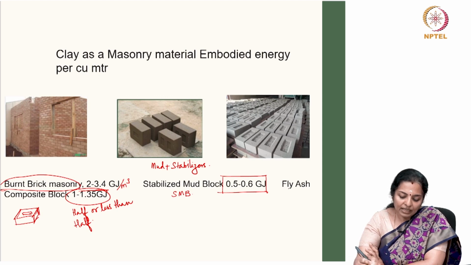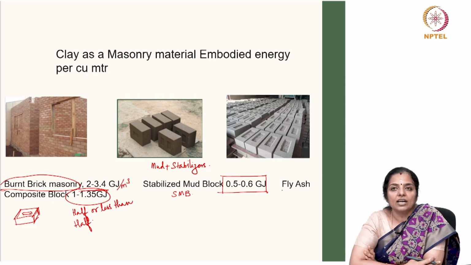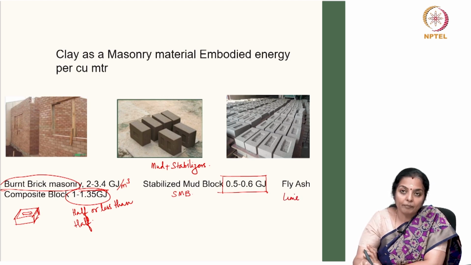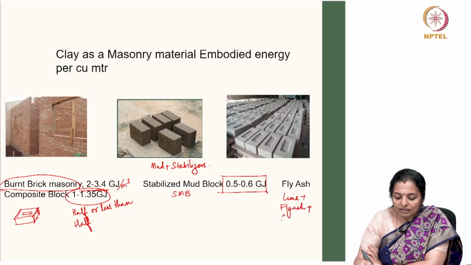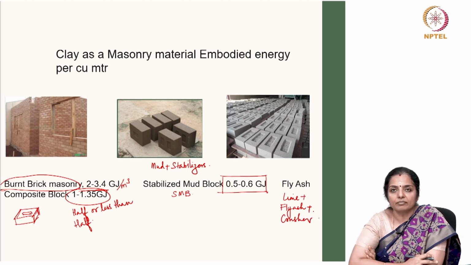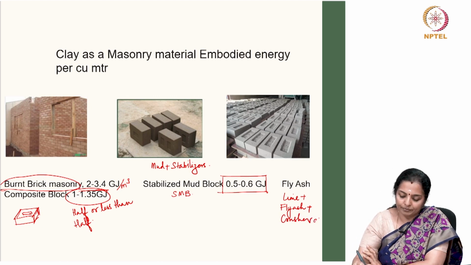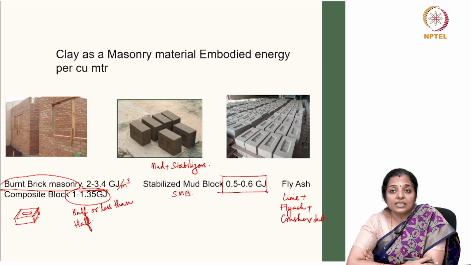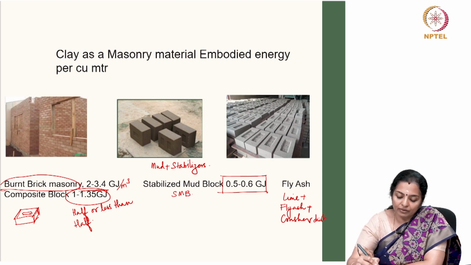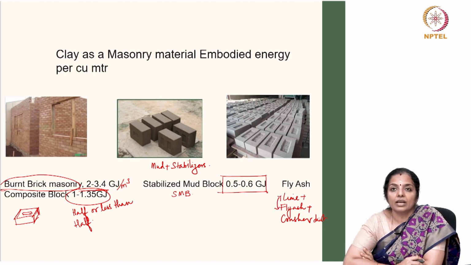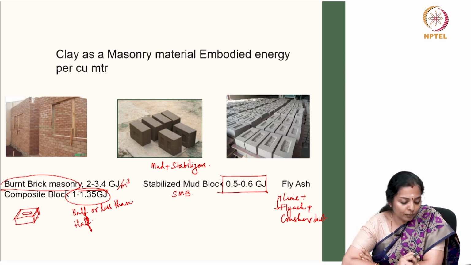Whereas, fly ash blocks are a mixture of lime plus fly ash along with the crusher dust. This is compacted into high density block. Now, lime reacts with fly ash and the minerals in the fly ash, forming a water insoluble bond, and that gives strength to the block.